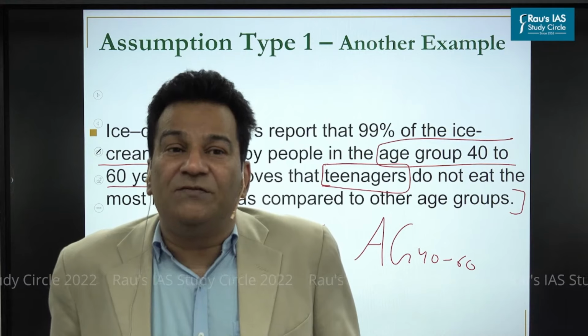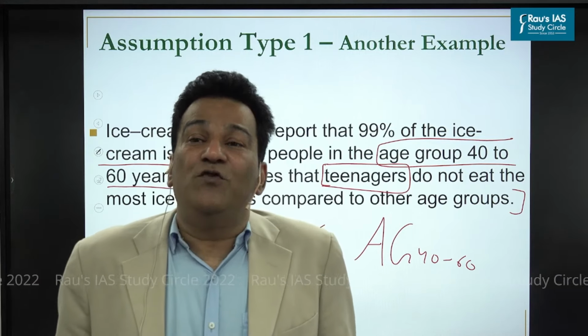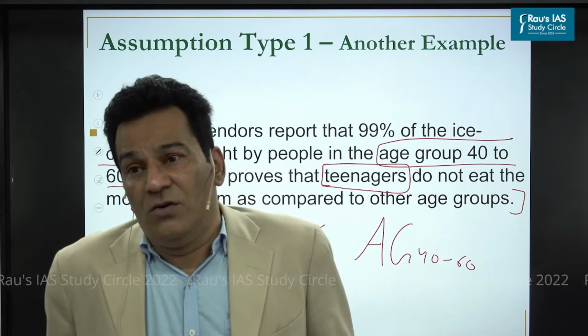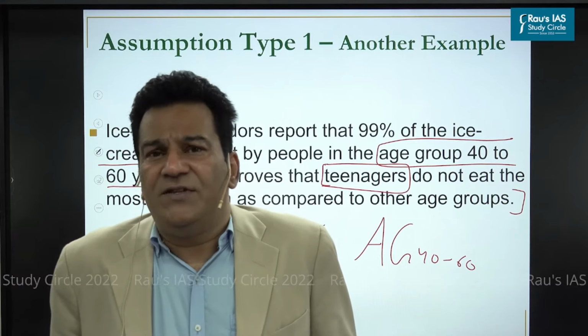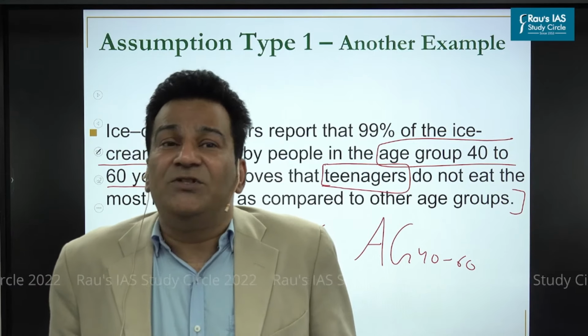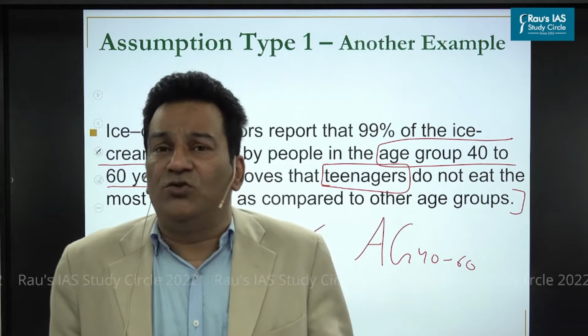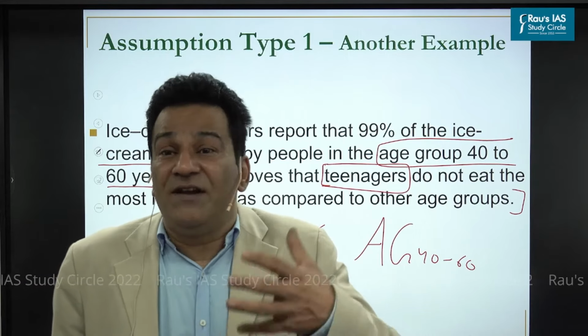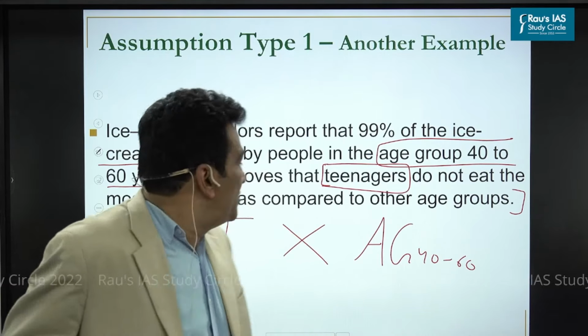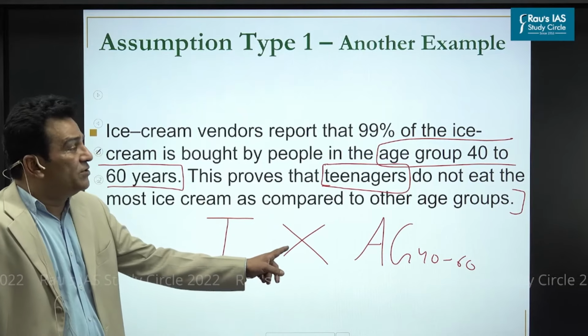A problem in case of this particular assumption is that a lot of you will think of it as a fact which you already know. So it cannot be an assumption. No, even that thing can be an assumption. Assumption is something which is so easily understood that you have a problem in realizing what the assumption is. And the assumption out here is teenagers do not belong to the age group 40 to 60 years.